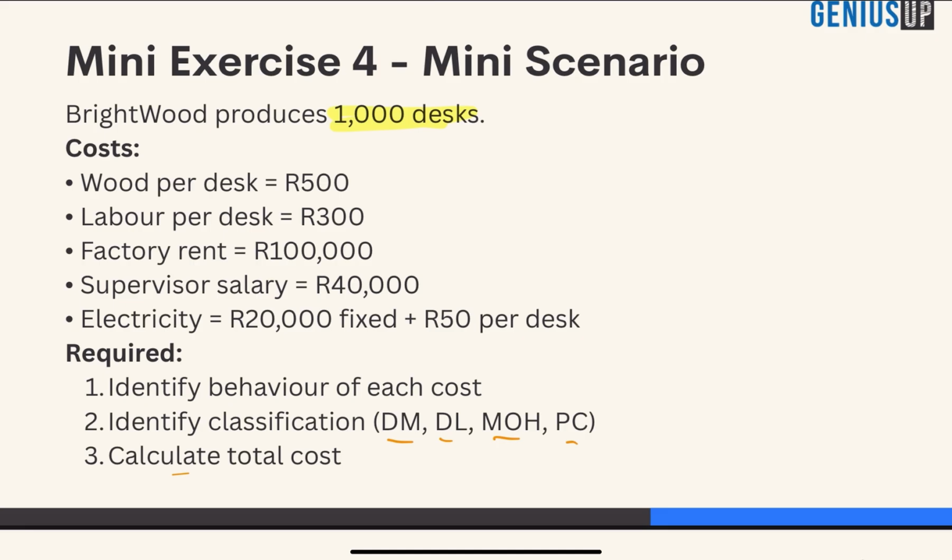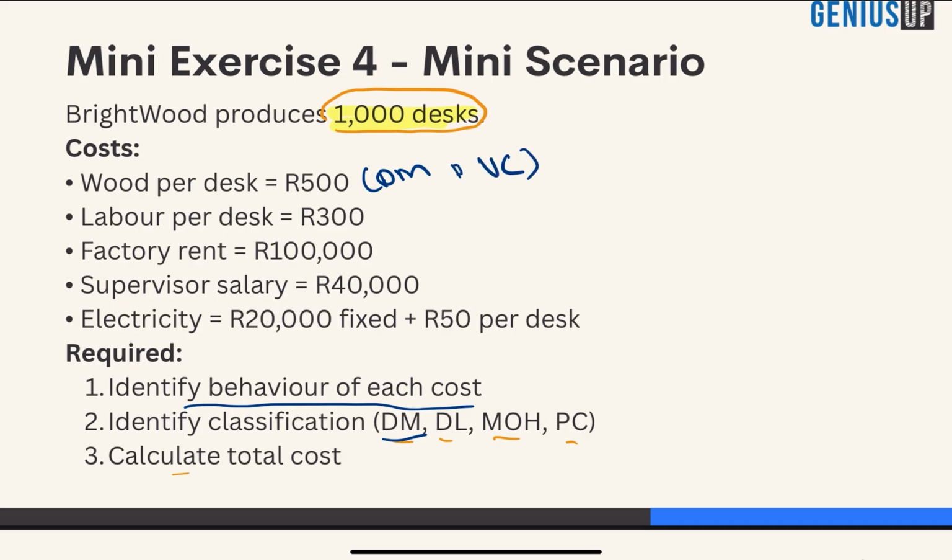So welcome back. Now let's work through this example together. So we know that their activity currently is they produce 1,000 desks, right? That's how much they produce. And let's start with the first one, wood per desk. Identify behavior of each. Wood, we know that it's direct material, right? So wood is direct material, and it's a variable cost.